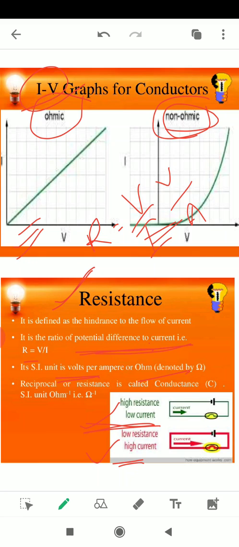Now there are certain more factors which affect the resistance. We'll discuss them later on.